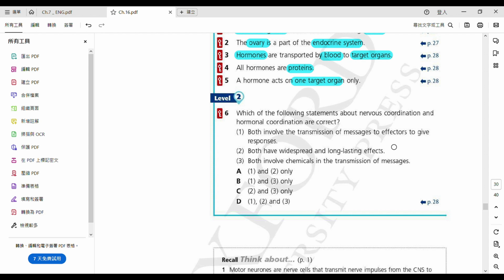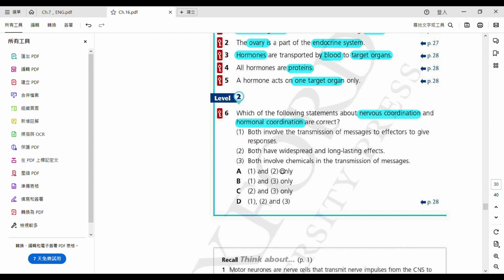好啦，下邊嗰條啦，咁就話咯, compare your nervous coordination 啦 and hormonal coordination. 好啦，both 就會 involve transmission of messages 啦 to your effector to give response. OK, 首先啊，會唔會都係 transmit 一個 message 去 effector 咧，然後俾 response 咧？The answer is seems yes. 咁你只不過 put tick over here first. 好啦，both have widespread, long-lasting effects. The answer is no 咯，因為你嘅 nervous coordination 係 short-lived, OK, 係短時間啦，同埋係 localized 嘅，係一個細範圍嘅。OK, so 2 is wrong. The answer must be 1 and 3.